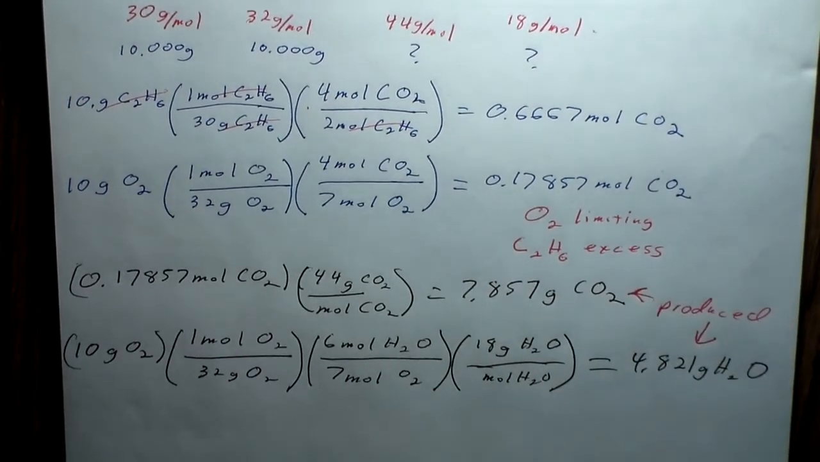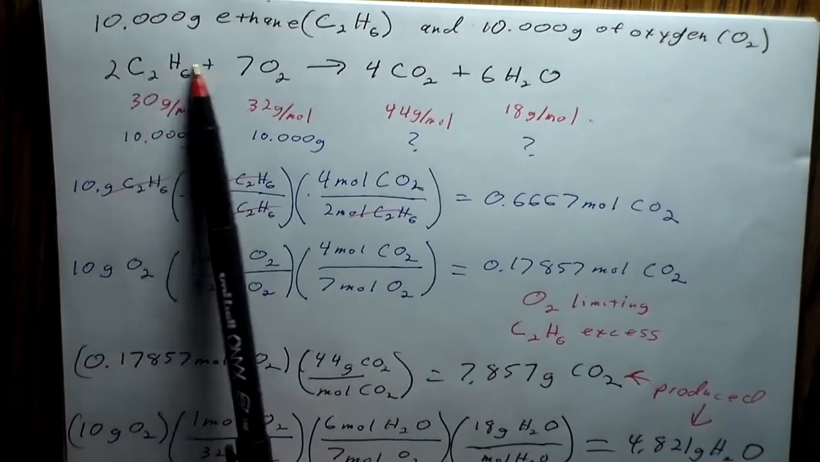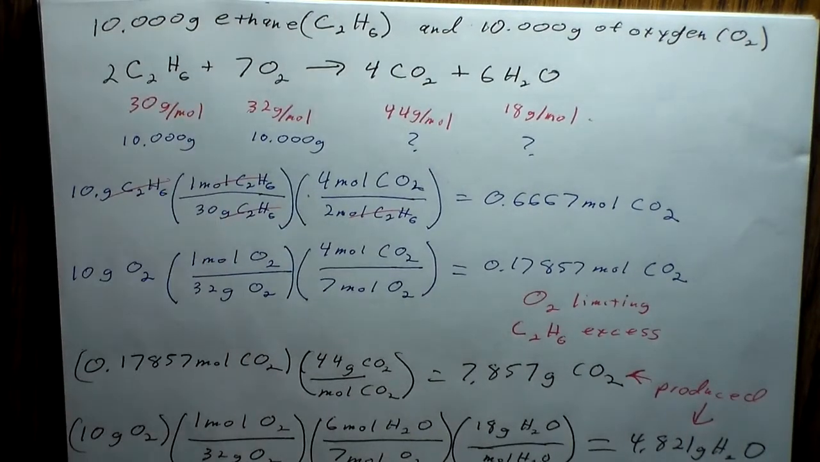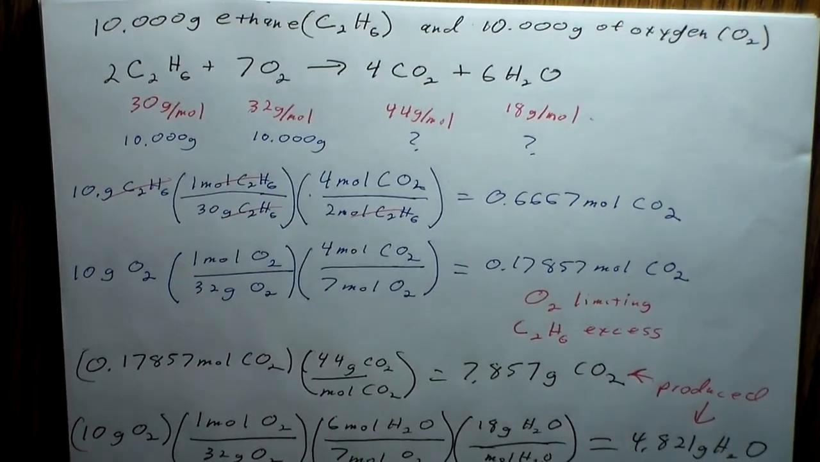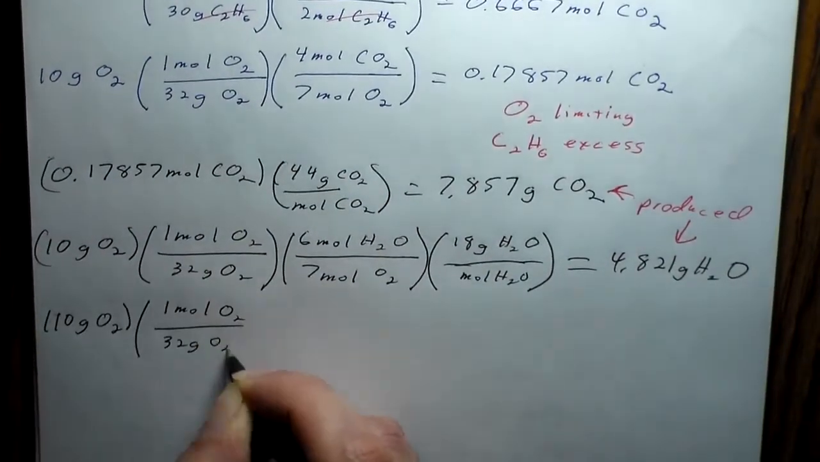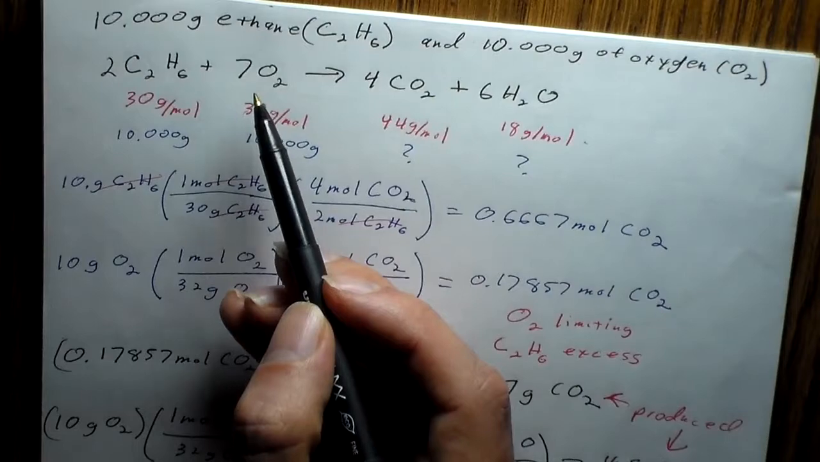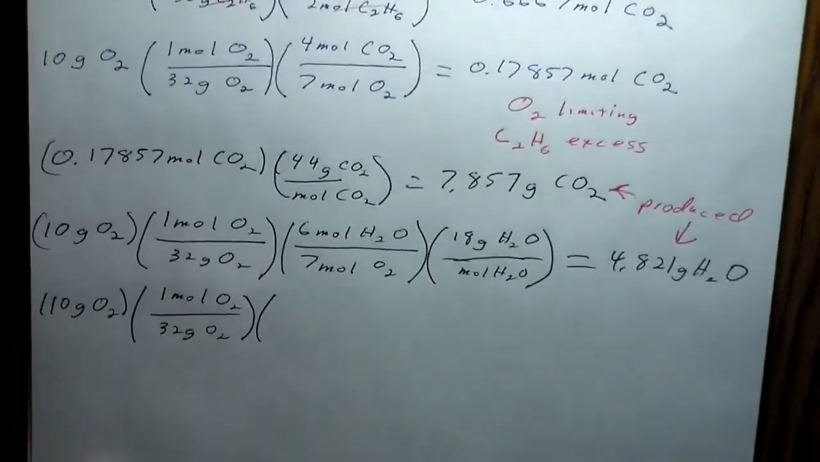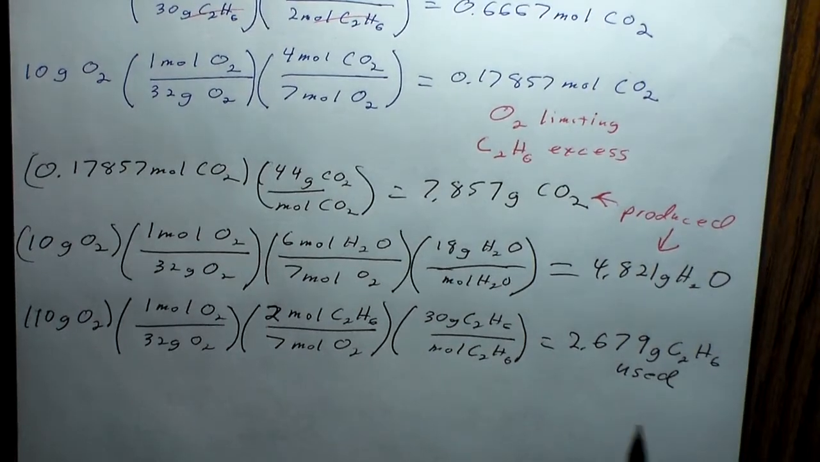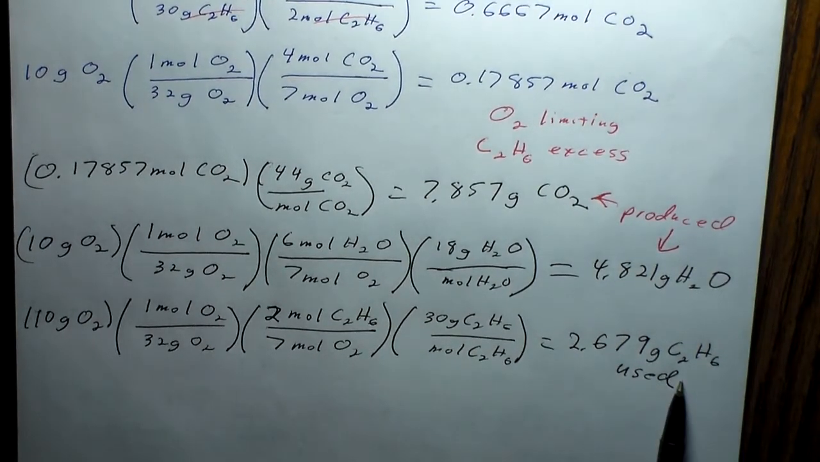All right, so at this point, we need to figure out how many grams of my ethane has actually been used up here, and then we can find out how many grams of ethane actually remain. And again, it's the same kind of stoichiometry. In this case, it's going to be 7 moles of oxygen to 2 moles of ethane. And that will give us, and remember, this is the amount of ethane that was actually used for the reaction.